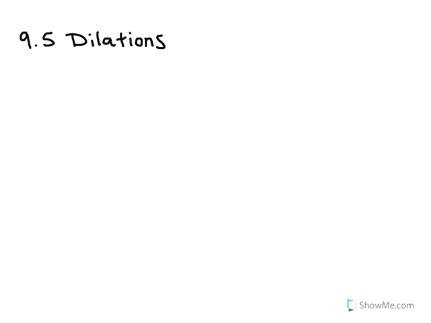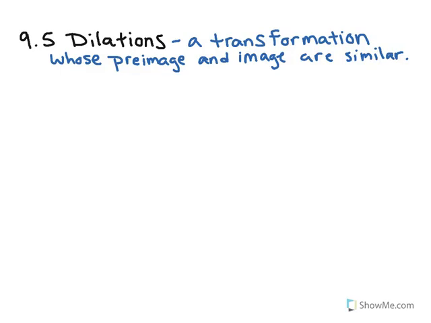In this tutorial, we're going to talk about section 9.5, dilations. A dilation is a transformation whose pre-image and image are similar. And remember that in order for figures to be similar, the angles have to be congruent and the sides have to be proportional. So let's see a couple different kinds of dilations that we can have.